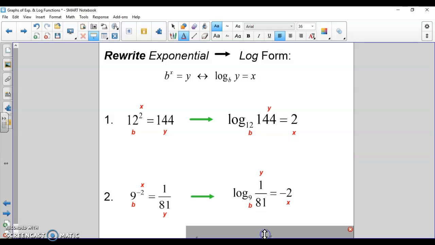Same thing here. 9 to the negative 2 equals 1 over 81. I'm not concerned about the values. You should just be able to rewrite it regardless of what type of numbers I give you. Log base 9 of 1 over 81 equals negative 2. And that's all we got. And I have a couple homework problems asking you to rewrite these functions.